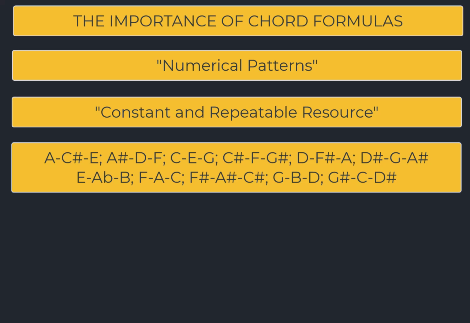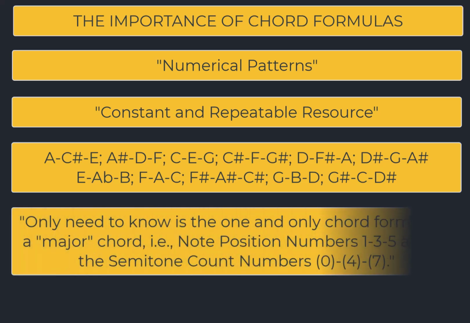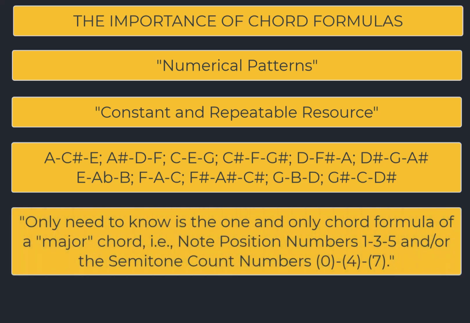to know is the chord formula of a major chord, which is spelled as note position numbers 1, 3, and 5, and their equivalent semitone count numbers of 0, 4, 7. So any memorizing required is of the one chord formula for a major chord rather than all the individual note name combinations. What an important difference.